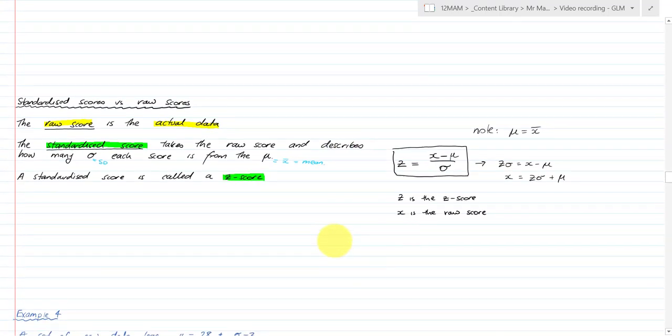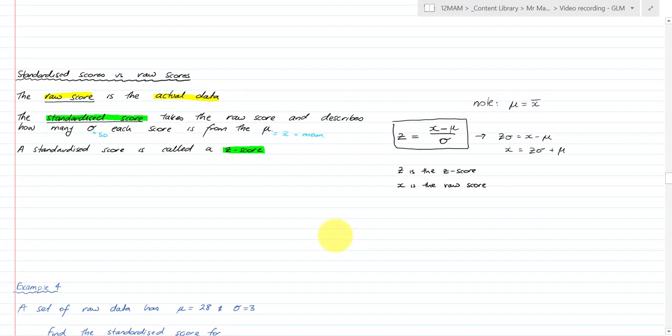So just recall some language and the formula. Standard scores versus raw scores, so that's Z scores versus X scores. The raw score is the actual data. It's the actual test scores. It's the actual height of people. The standardized score is the Z score, and it compares the data as a distance away from the mean in terms of the number of standard deviations measure.